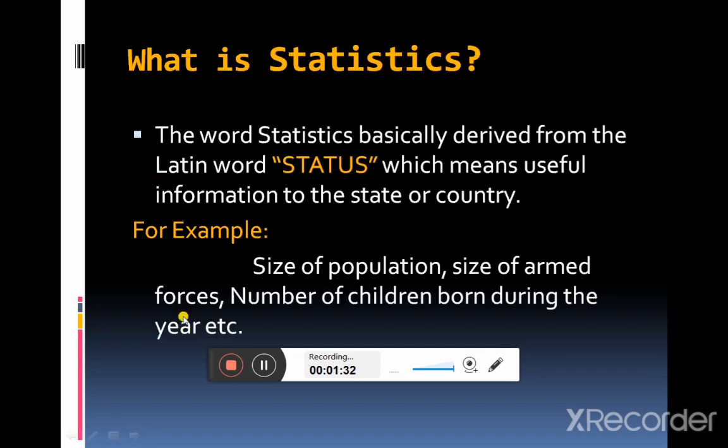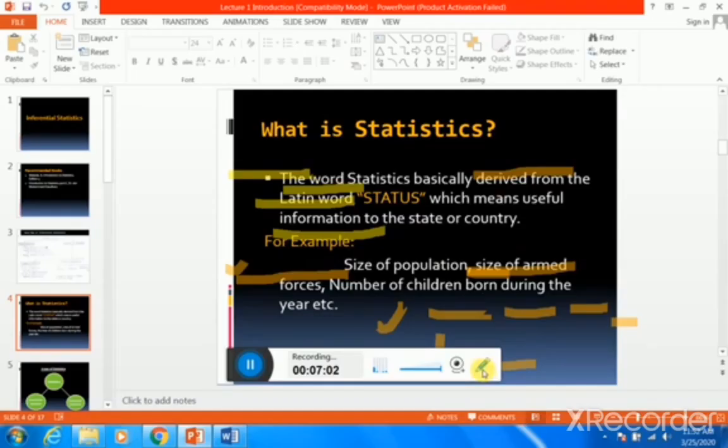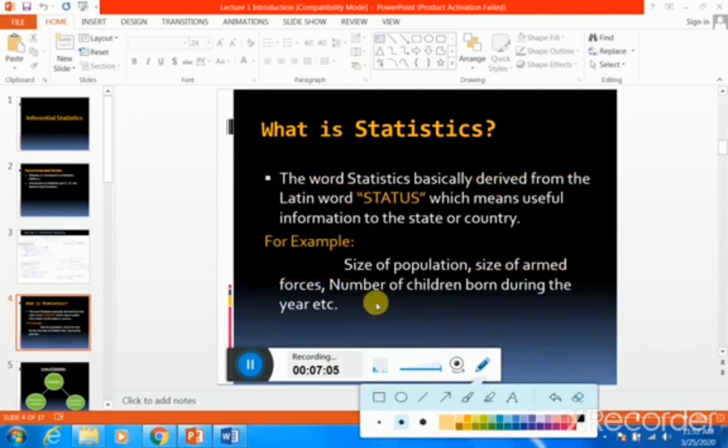So there are different definitions of statistics. There are so many definitions, but according to this definition, the word statistics is basically derived from a Latin word status, which means useful information to the state or a country. For example, size of a population, size of armed forces, number of children born during the year, etc. Actually, it's a Latin word meaning a political state, or this word statistics refers to numerical facts systematically arranged.